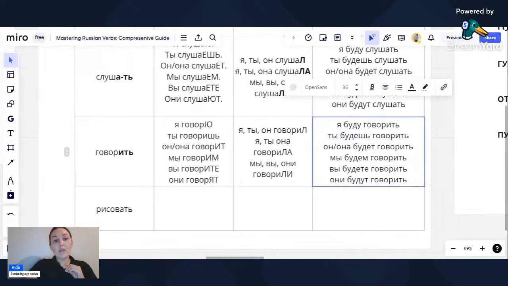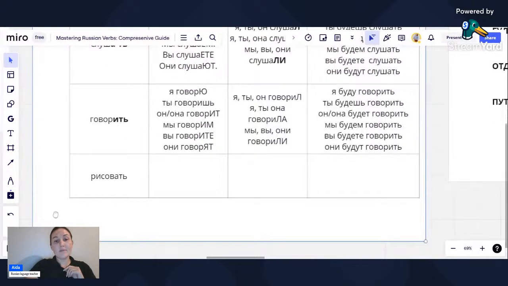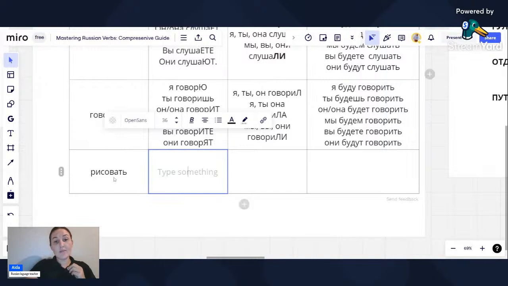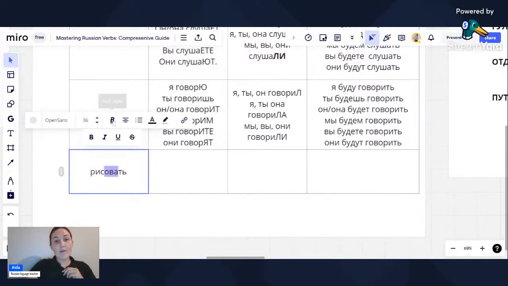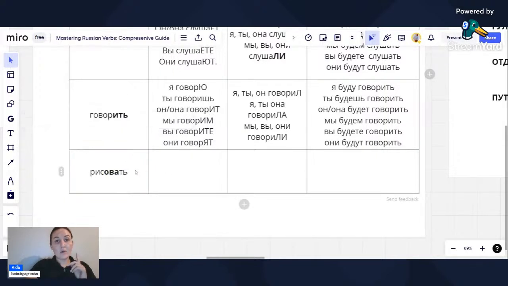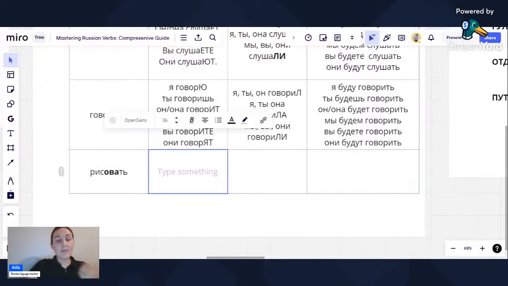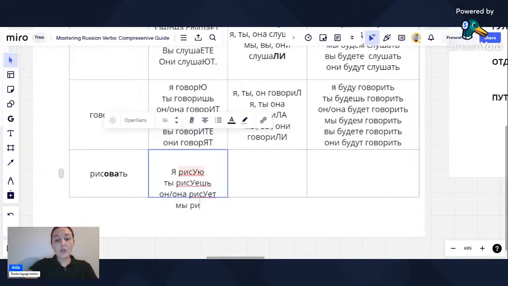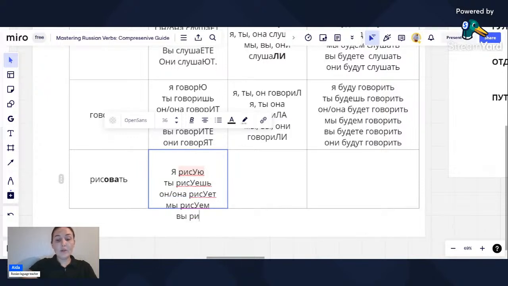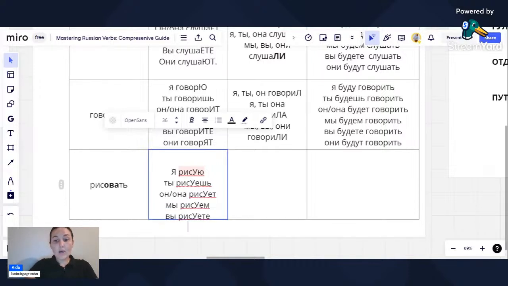Okay, and now let's have a look at the verb рисовать. Рисовать. You know how to make a present tense of this verb. So pay attention that in this verb we have suffix -ова. So memorize that if you see suffix -ова, you need to cut it in the present tense, and you need to put suffix -у instead. So я рисую, ты рисуешь, он, она рисует, мы рисуем, вы рисуете, они рисуют. This is the present tense.